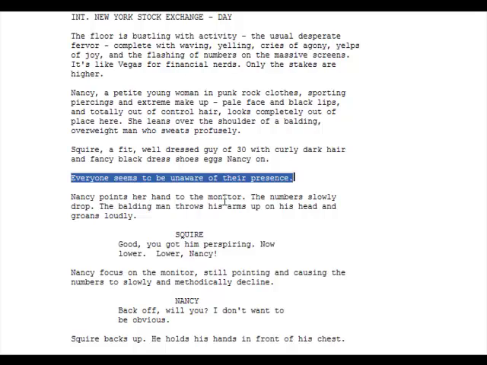But there's also, this is still part of the mystery. Nancy points her hand at the monitor. The numbers slowly drop. So now we're starting to see she's in control of it. The balding man throws up his arms and groans loudly. All right. So again, all of that's about presenting the mystery.